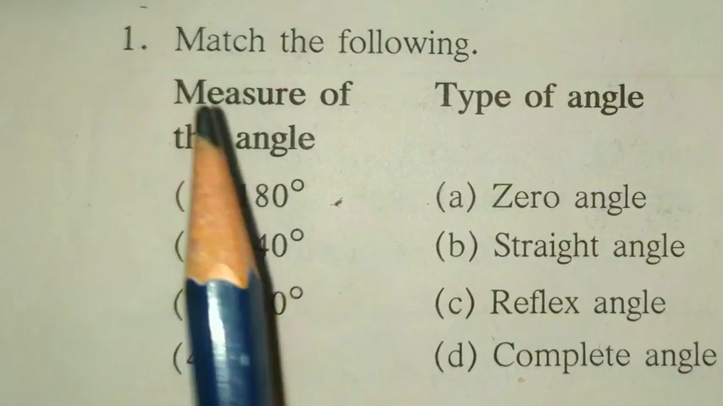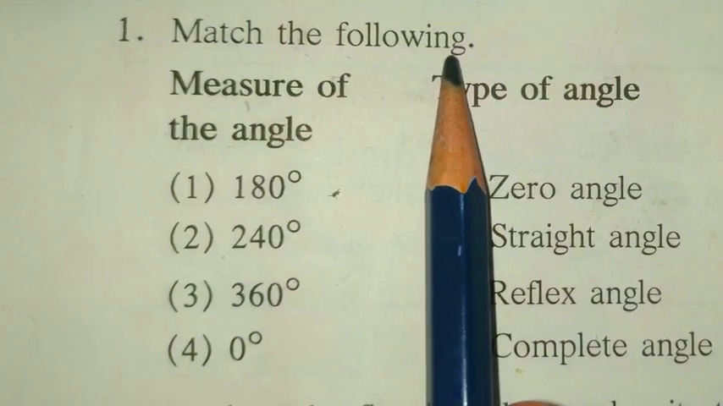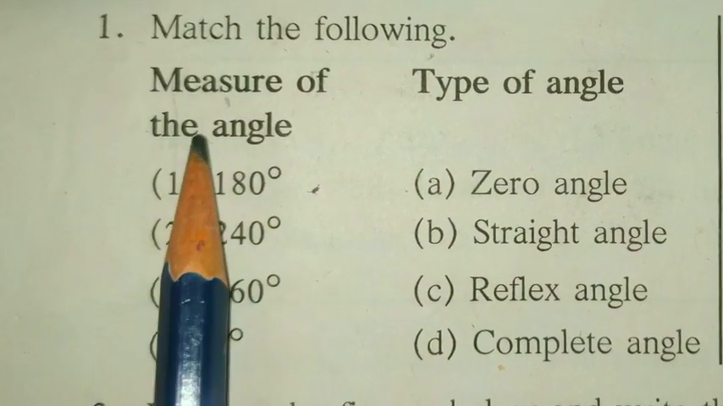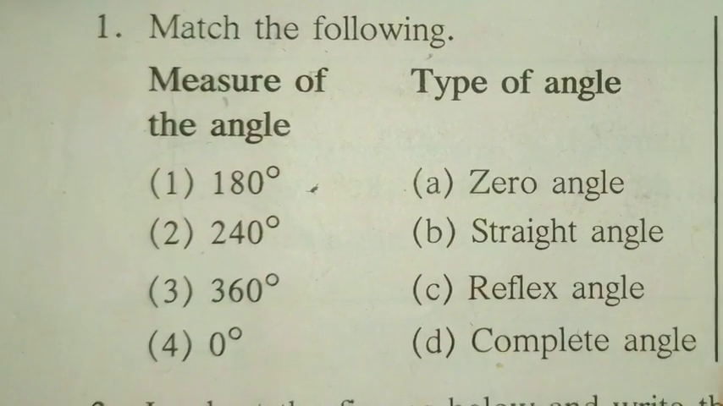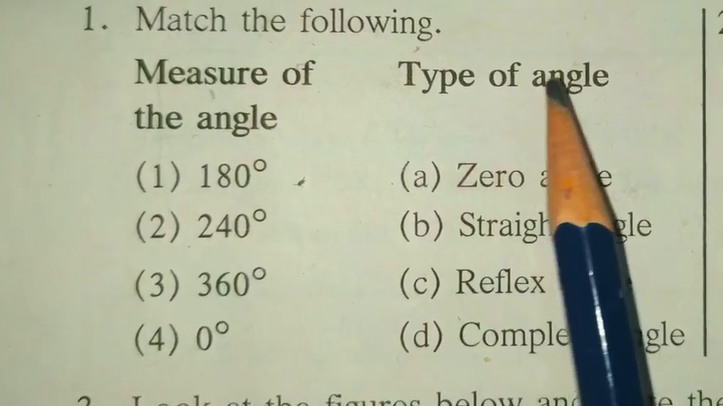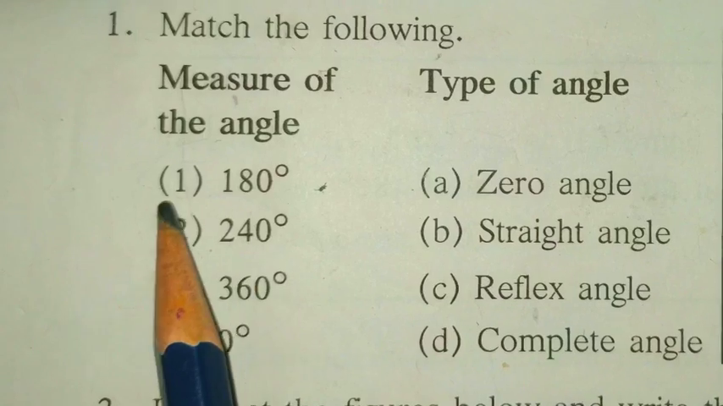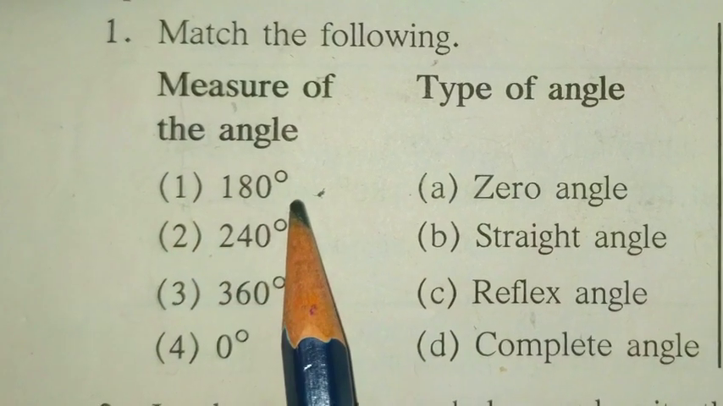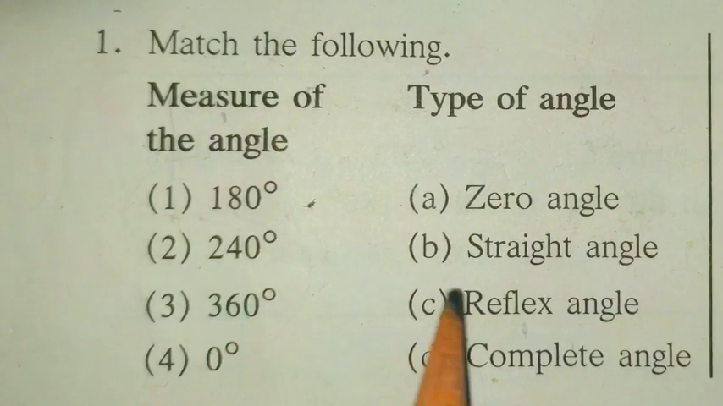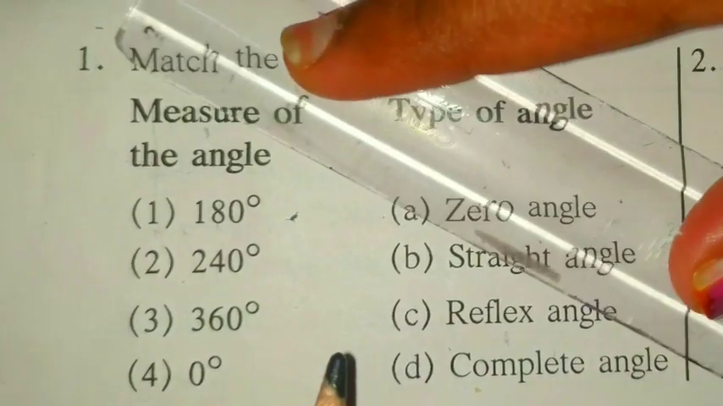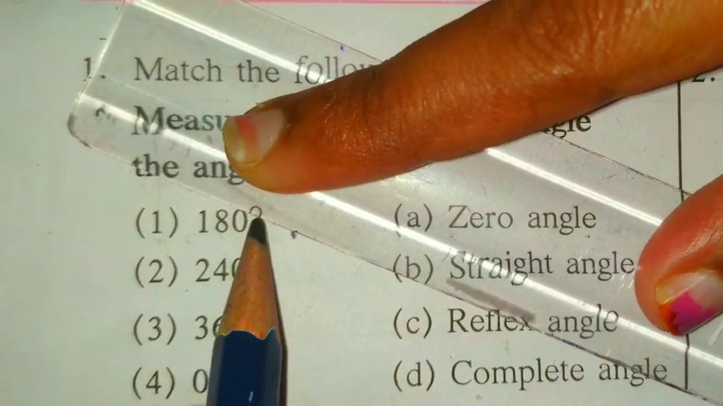Question number 1. Match the following. In this part, measure of the angle. Here given measure of the angle. And part 2, type of angle. Here given types of angle. Question number 1, 180 degree. 180 degree means this is straight angle. Match with straight angles.